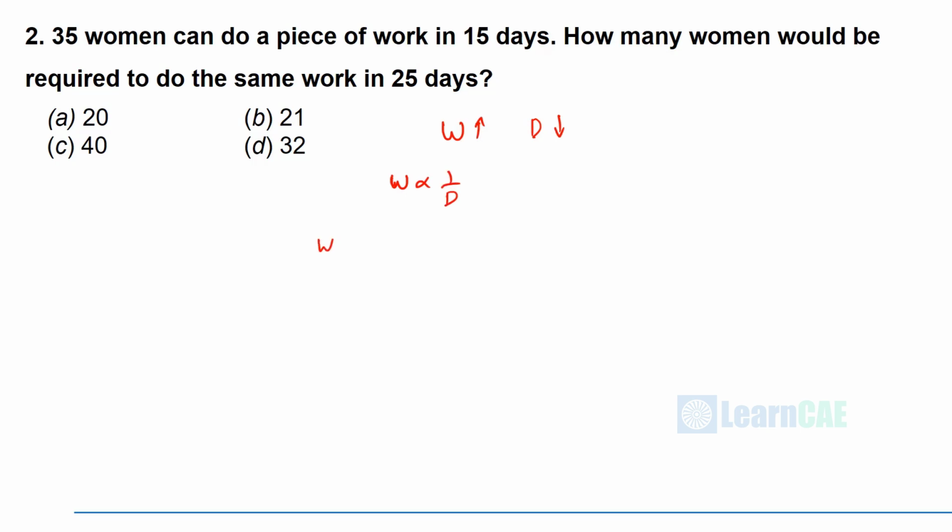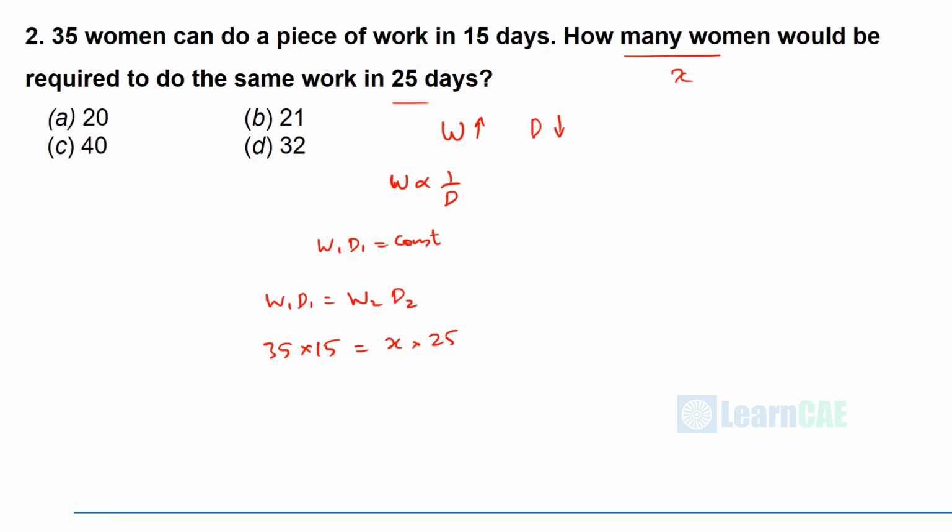Therefore, W into D is equal to a constant. Therefore, we can write W1 D1 is equal to W2 D2. Here there are 35 women and the number of days is 15, which is equal to X, that is, we have to find out the number of women X, and the number of days is 25 here.